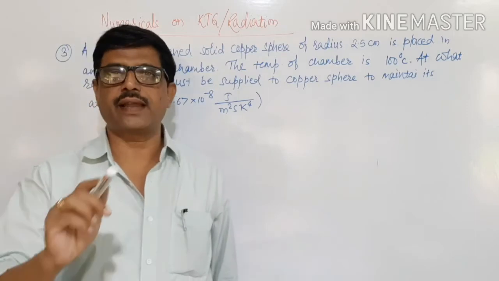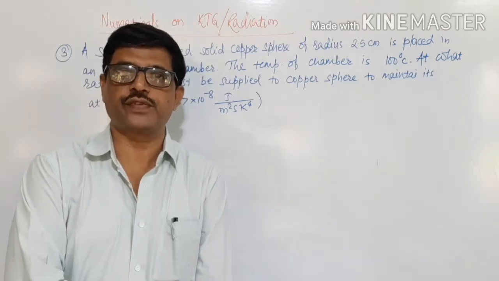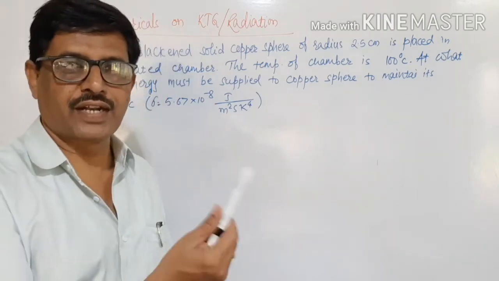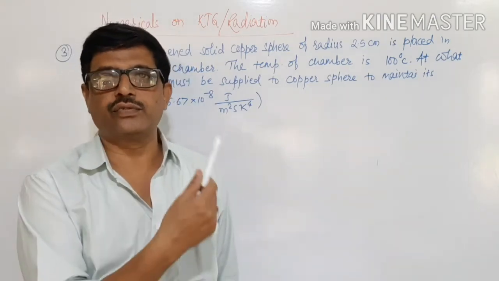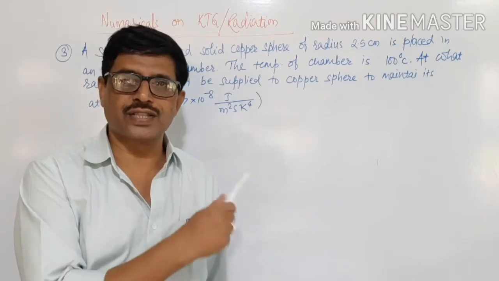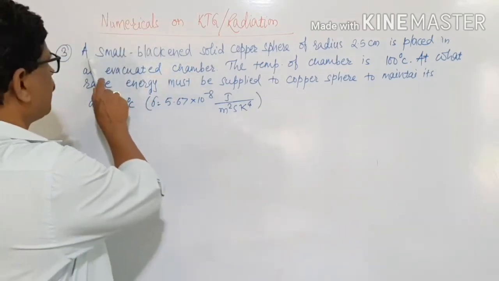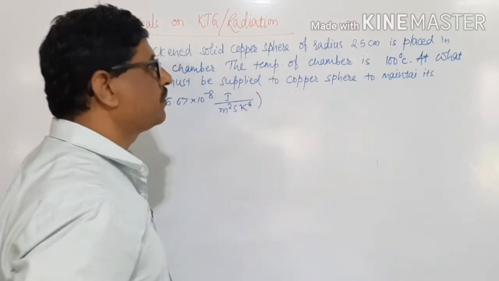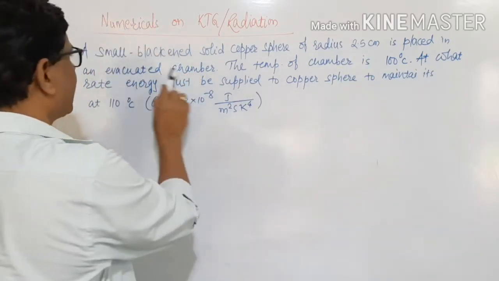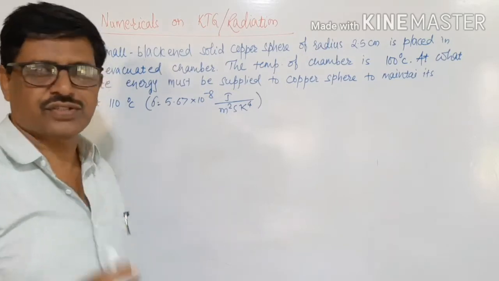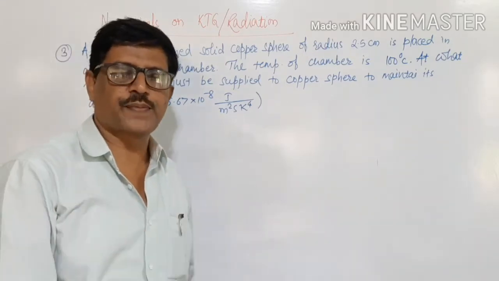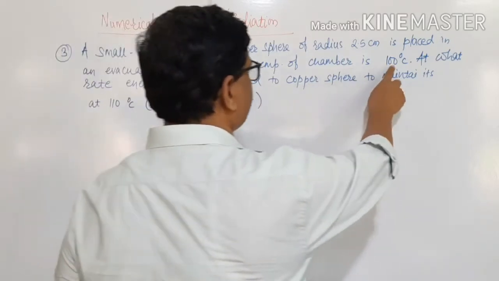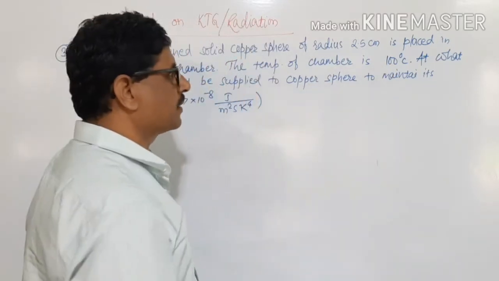Dear friend, this is again a problem which is based on Stefan's law of radiation. Here I will read the problem first, and then we will see how to solve this one. A small blackened solid copper sphere of radius 2.5 centimeter is placed in an evacuated chamber. A solid copper sphere is kept in an evacuated chamber. The temperature of chamber is 100 degrees centigrade.